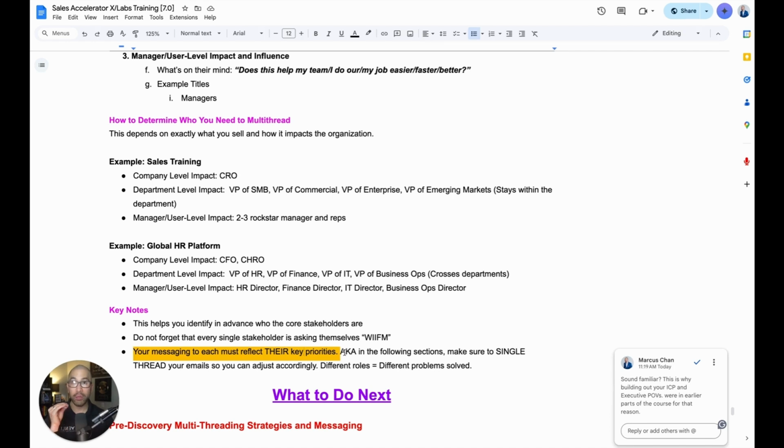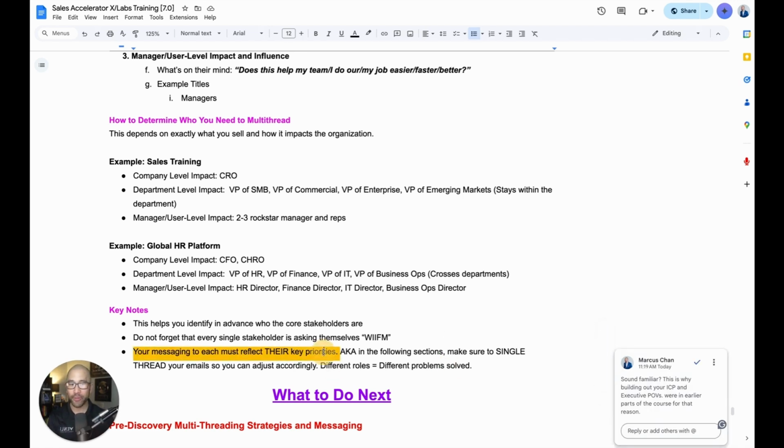So in the following sections, I want to emphasize this point. You want to make sure to single-thread your emails so you can adjust accordingly. Meaning, as you're meeting with different stakeholders and sending out recap emails, which we'll discuss in more detail, the messaging must reflect that single person, all right? Imagine each person has their own love language. What does that love language look like? We'll get really tactical in a second, but I want you to start internalizing this now, getting that wavelength, that brain now, okay? Because remember, different roles equal different problems to solve.